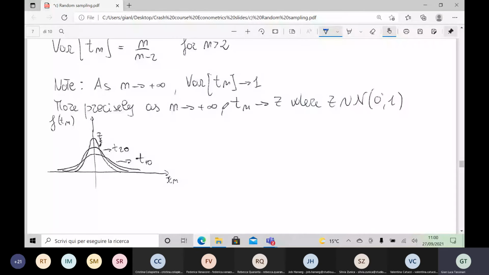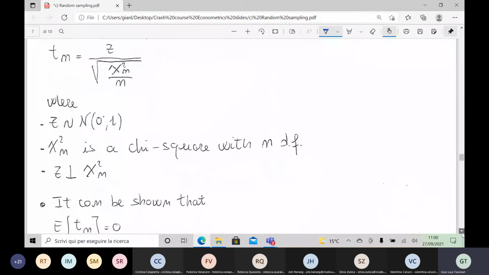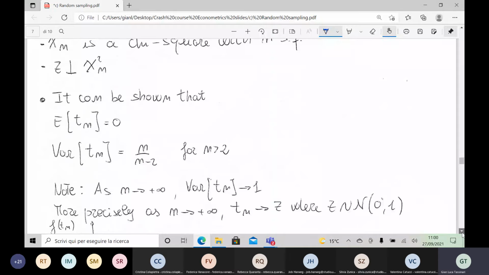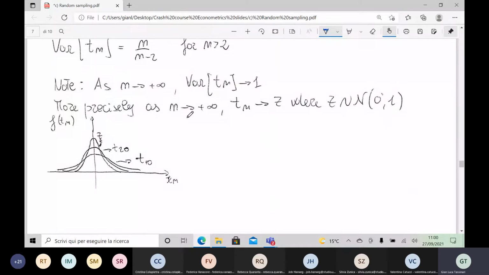So what you have to remember for the moment is the definition of a student's t distribution with n degrees of freedom. You have to remember that it is a symmetric distribution around the mean. And as n tends to plus infinity, the student's t distribution tends to the standard normal. This is what you have to remember about the student's t.